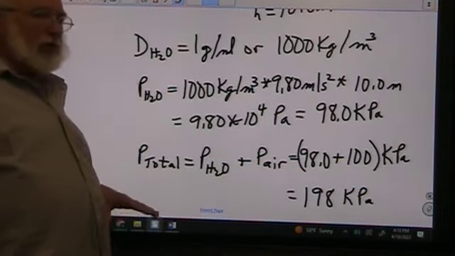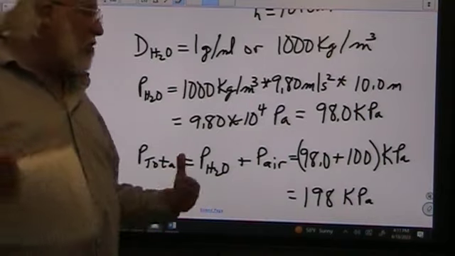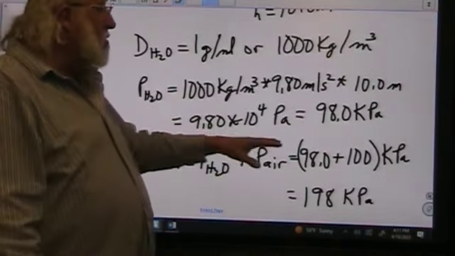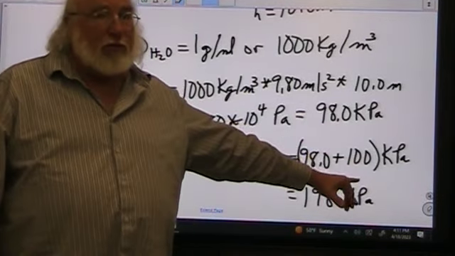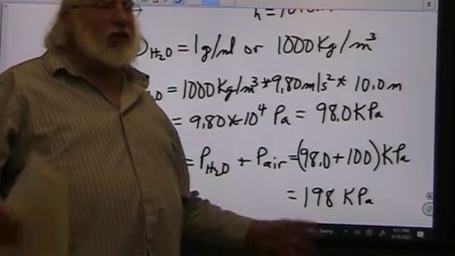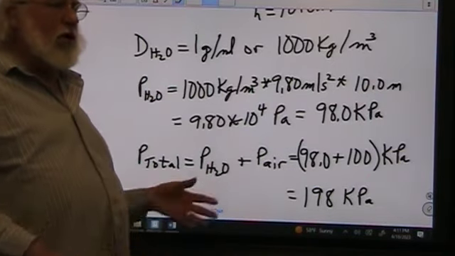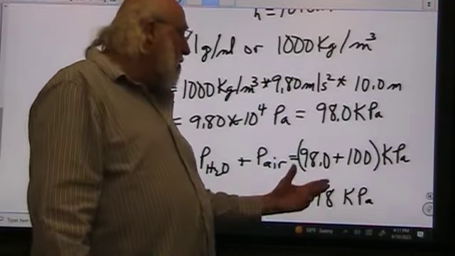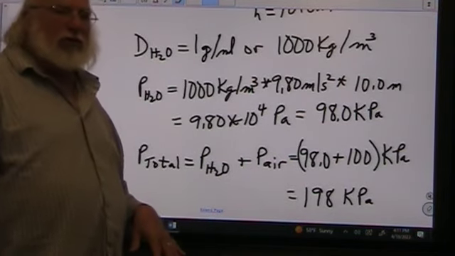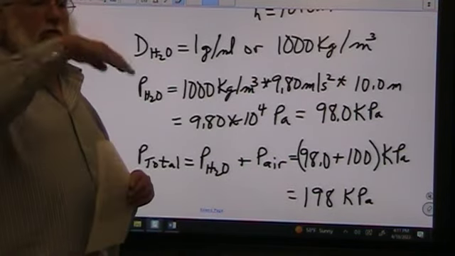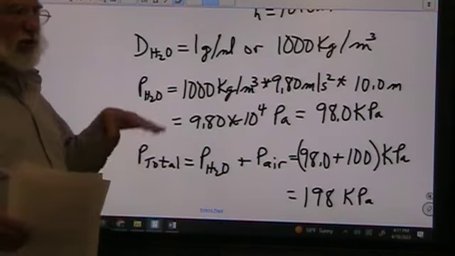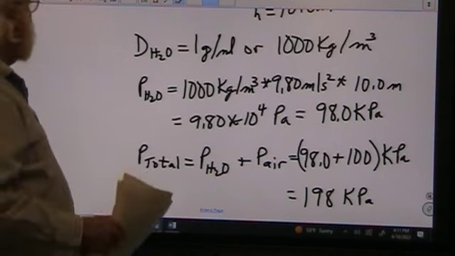The total pressure being exerted on you underwater is that 98 additional in the water plus 1 atmosphere of pressure, which is 100 kilopascals. It used to be 101.3, and they thought that was just nonsense. Let's just round off to 100, it's close enough. So that's approximately 198 kilopascals that you're feeling. So in other words, double the pressure than you were before you dove in. That's just 10 meters, that's 30 feet down. And that's doubling the pressure.